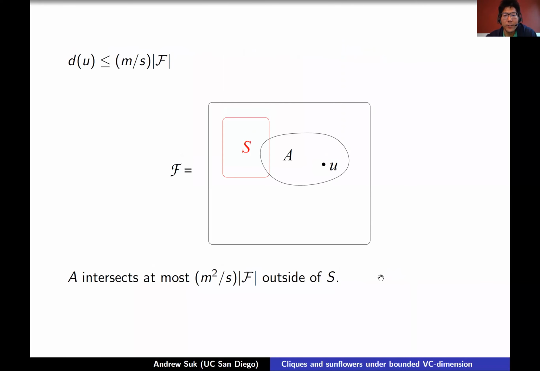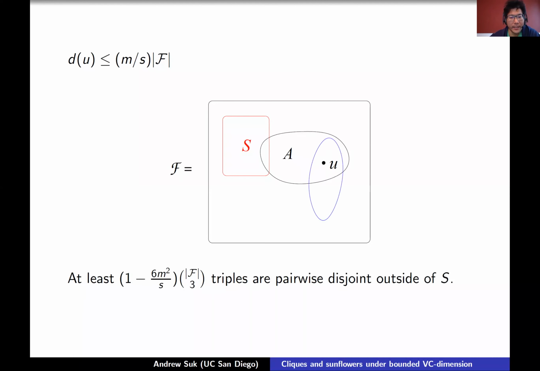Okay, so since every vertex outside of S has small degree, if I look at any set A, it might contain some vertices in S and some vertices outside of S. But since these vertices have small degree, I can conclude that A intersects very few other sets outside of S. Which means that I can conclude that there are many triples in my set system that are pairwise disjoint outside of S.